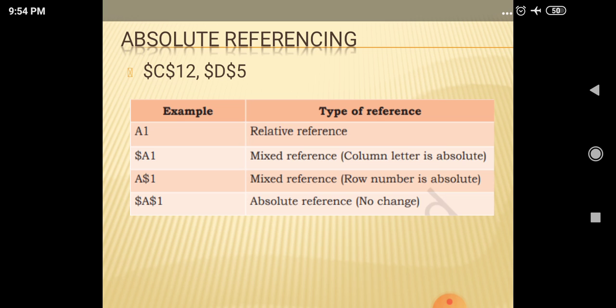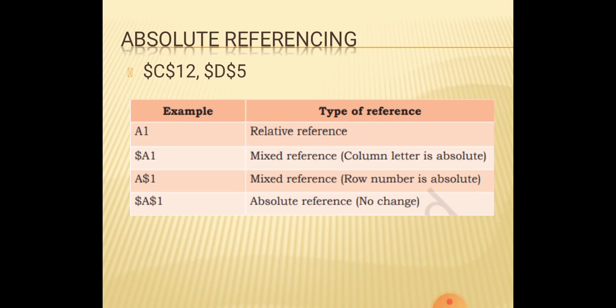Next one is absolute referencing. For absolute referencing, you will be using both as constants, that is C12 constant and D5 also constant. You can be clear with this example. See here, A1, that is dragging using the icon, is called the relative reference, and for mixed references we can have $A1 or A$1. We can have the column letter or row number as a constant one. Making both unchanging is called the absolute reference.